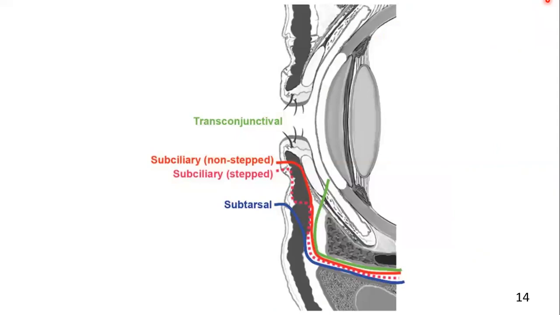Here you can also see the subciliary approach that is non-step, where the incision passes through the skin and the muscle at the same level, and this is the subciliary approach that is step, that is, incision through the skin and muscle at two different levels. So this subciliary step approach is recommended because it is associated with less complication as compared to option 1 and option 2.